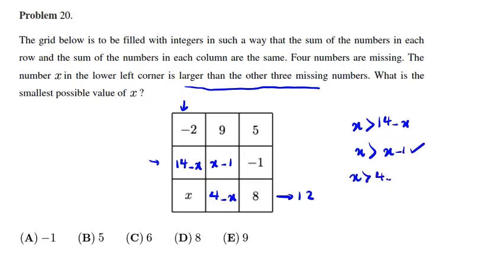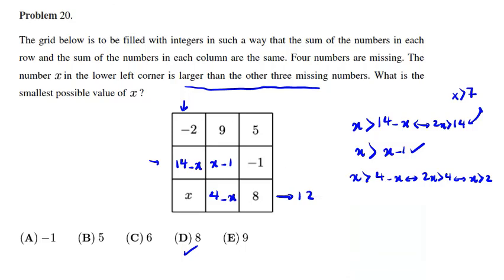x is greater than 4 minus x. From here, it's equivalent that 2x is greater than 4 and x is greater than 2. This is equivalent that 2x is greater than 14 and equivalent that x is greater than 7. So the minimum possible case is x equals 8. And also when you have these problems, try to check whether it is okay or not.